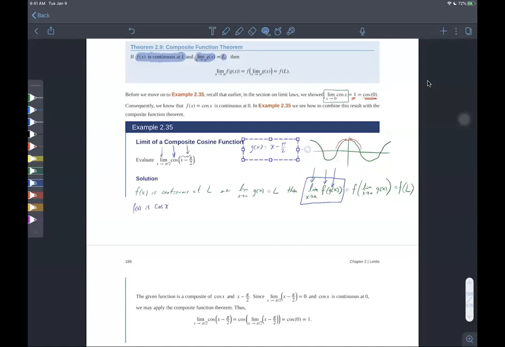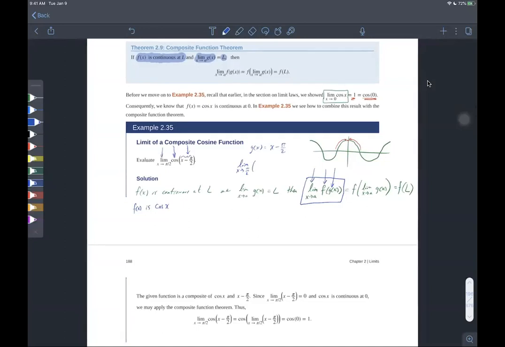And so we need that the limit as x approaches a, here the limit as x approaches pi over 2, of this function g of x, which we just said is x minus pi over 2, be equal to some value L where f is continuous at L. So what is this limit here? Since x minus pi over 2 is a polynomial, we can just plug right in. We plug in pi over 2 for x, and we get 0.